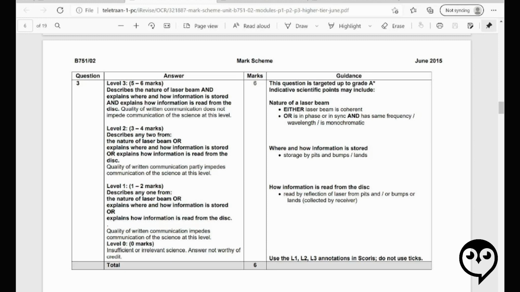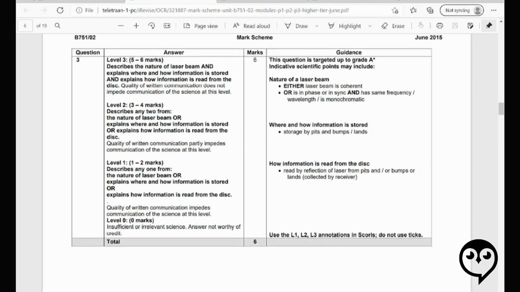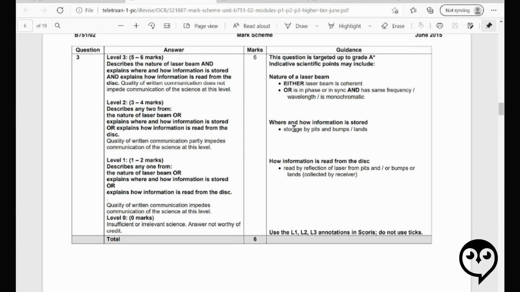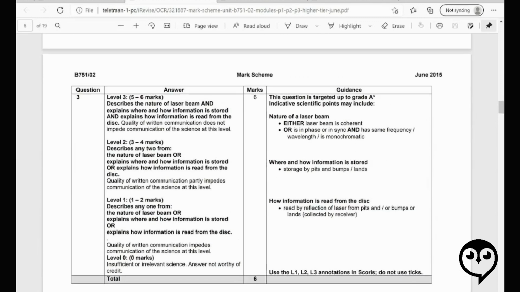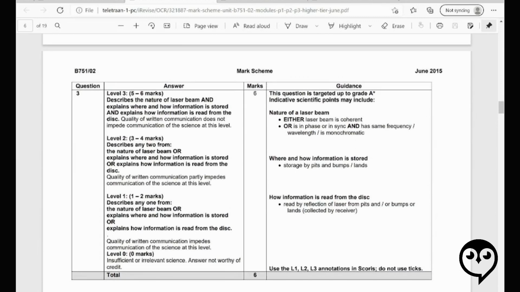What a coherent laser beam means is that it is in phase and has the same frequency. Okay, that's basically all you need to say about the laser, and it's actually really not that difficult here. You could just say we can digitize the music. It's stored in the bumps and the pits. Okay, and it's just reflected off, and then it's collected by the receiver. I don't think they have anything else there. That's really all you need to say.